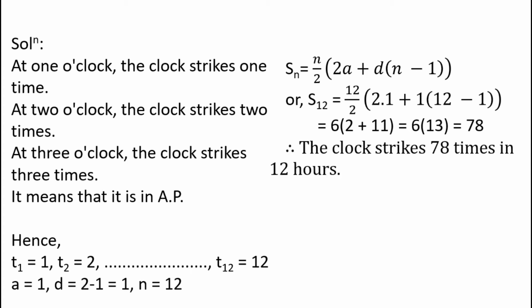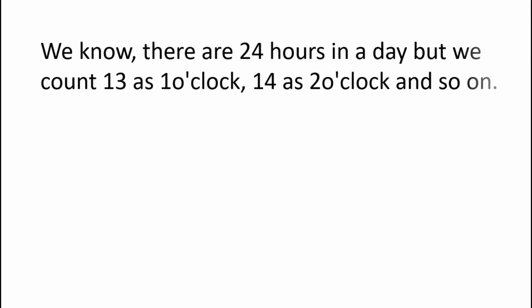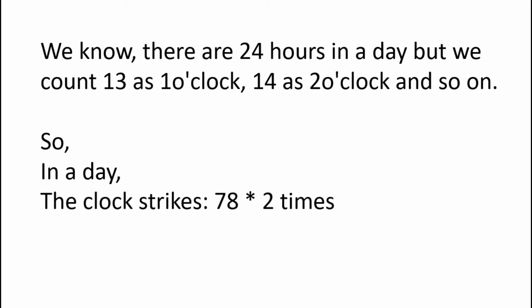But we have the question which says how many times the clock strikes in 24 hours. So in 12 hours the clock strikes 78 times, and there are 24 hours in a day, and we count 13 as 1 o'clock, 14 as 2 o'clock, and so on. So in a day the clock strikes 78 into 2 times, which means 156 times. Hence the clock strikes 156 times in a day.